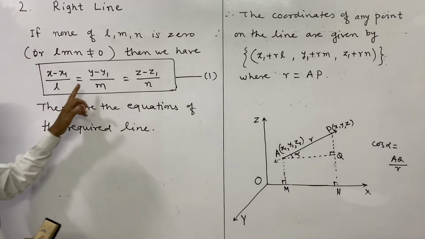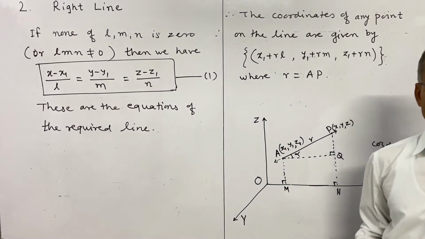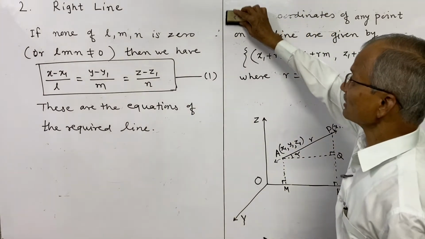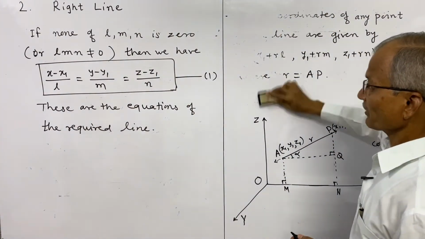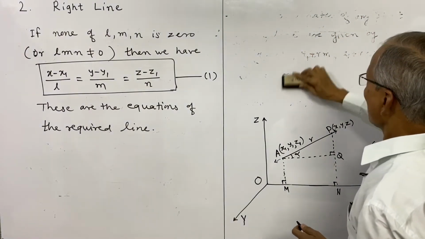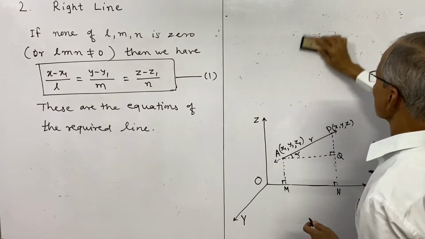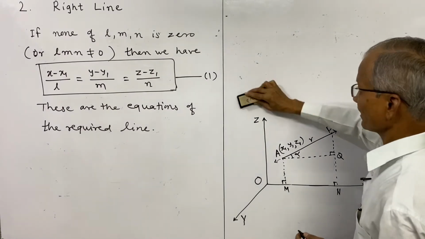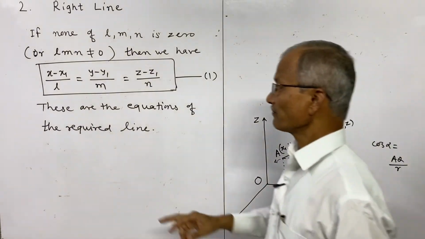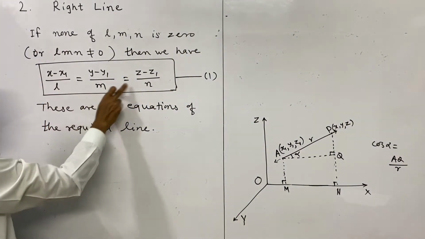So this is our first result in symmetric form, or actually the second result, because the first result we have seen is that equations of a line are represented by two planes together. That represents a line, and these are also the equations of a line, which is known as the symmetrical form of the equation of a line, passing through the point x1, y1, z1 having DCs l, m, n.